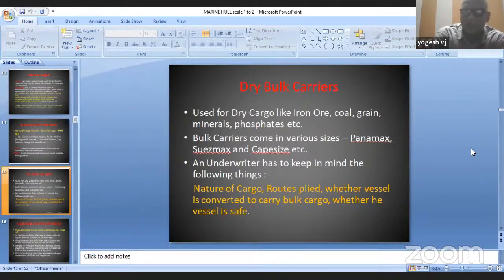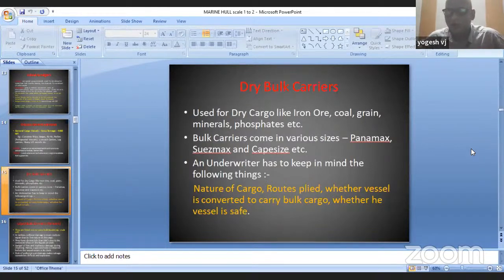Now, we come to DBCs, dry bulk carriers. Jitna bhi dry cargo hai: ore, food grains, phosphates, minerals, coal, these are carried by dry bulk cargo carriers. Now, bulk carriers come in various sizes. Panamax matlab, this vessel can pass through the Panama Canal. Suezmax matlab, this particular vessel can pass through the Suez Canal. Cape size matlab, Cape of Good Hope se nikal sakta hai ye vessel. Depending on the size of the vessel, it is classed as a Panamax or a Suezmax.